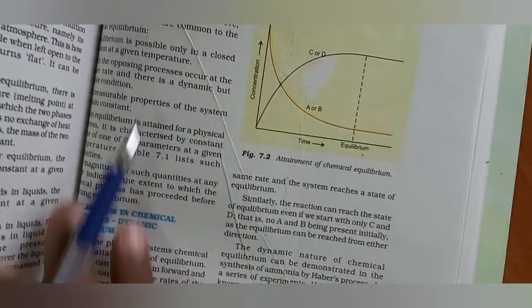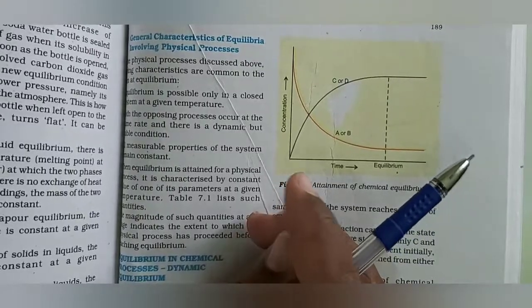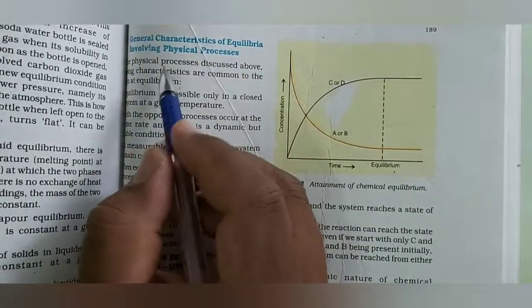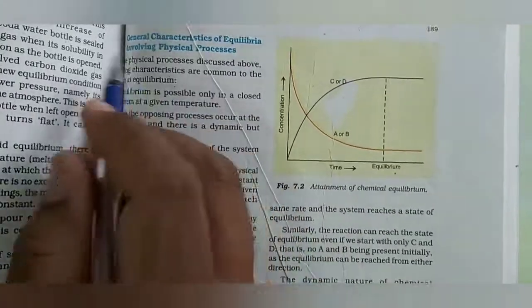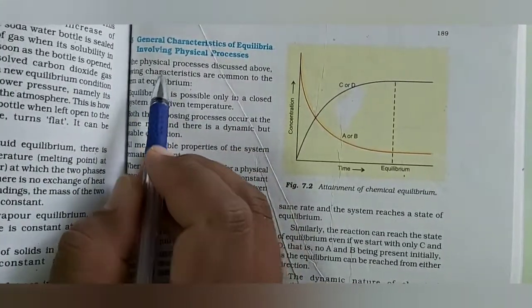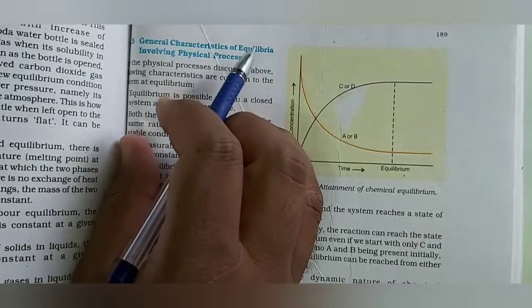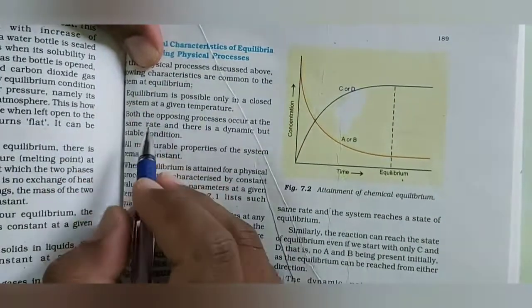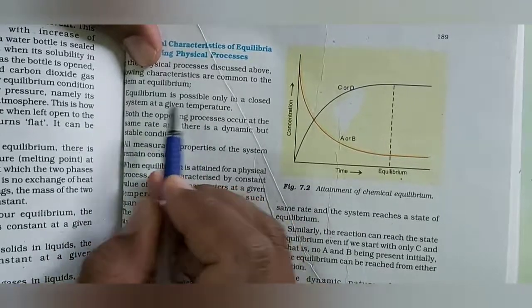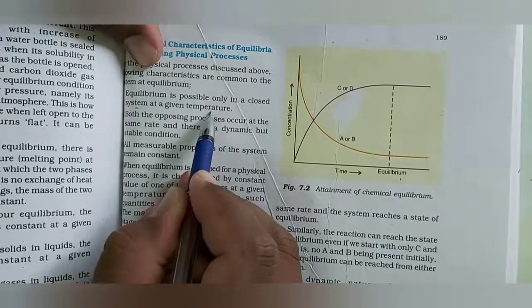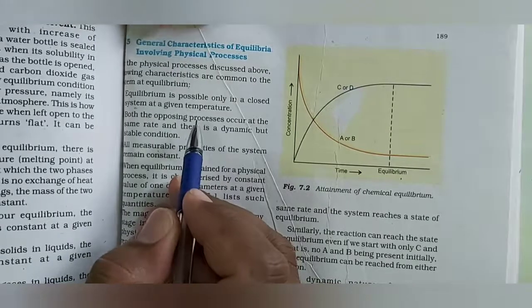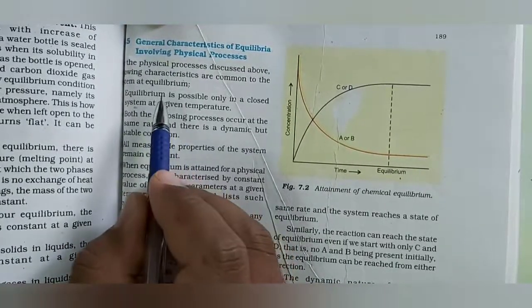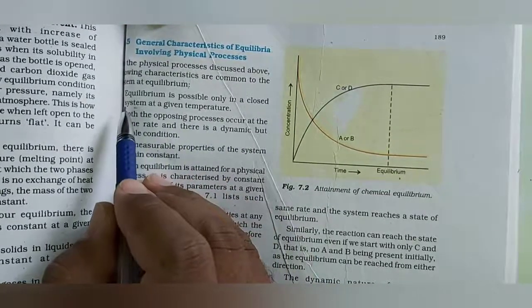equilibria involving physical process. Let us see some general characteristics of equilibria involving the physical process. The physical processes discussed above show characteristics that are common to systems at equilibrium. Equilibrium is possible only in a closed system at a given temperature. These are important points, underline them. Equilibrium is possible only in a closed system.